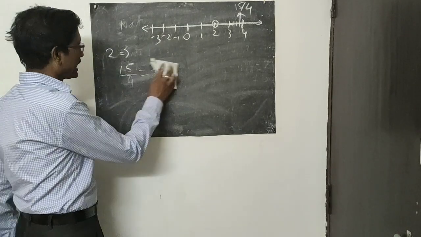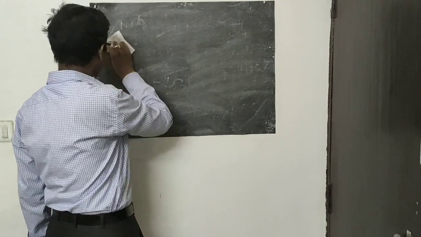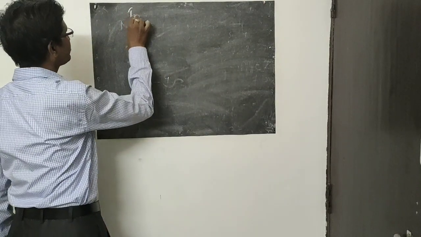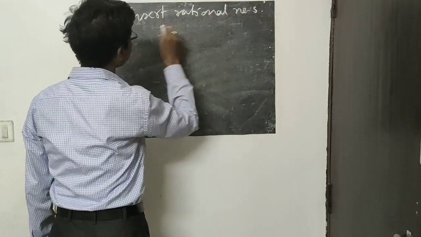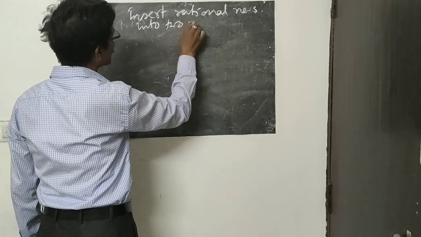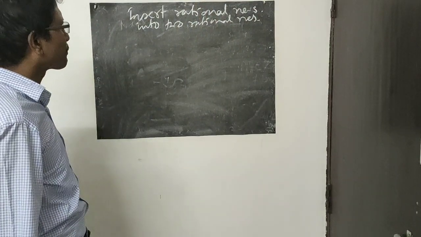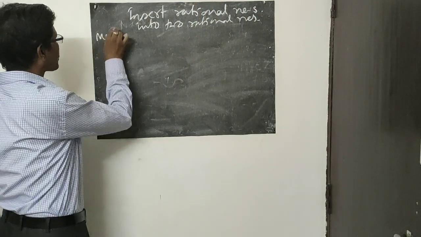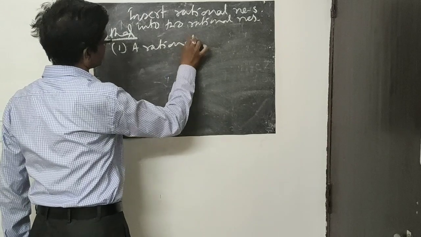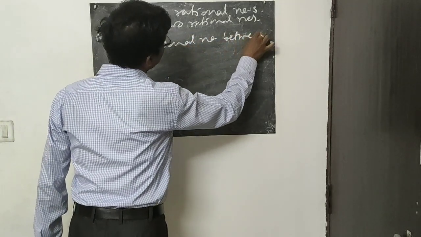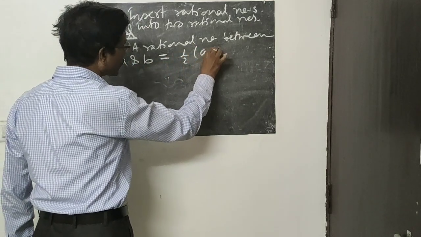Now, the next important one: insert rational numbers between two rational numbers. There are various methods. The first simple method: a rational number between two rational numbers a and b is equal to half into a plus b.